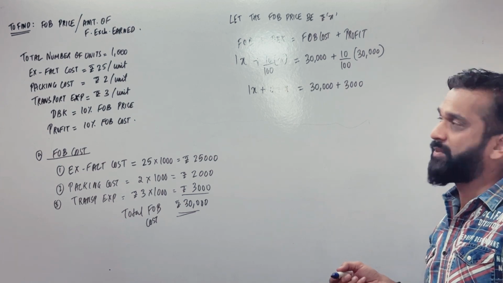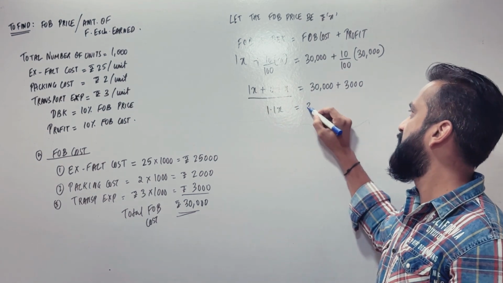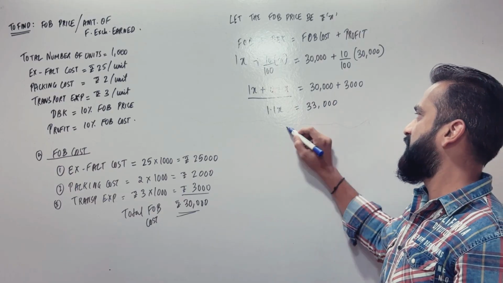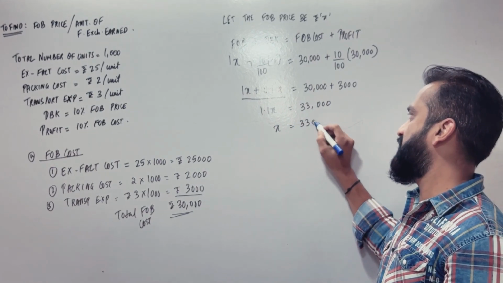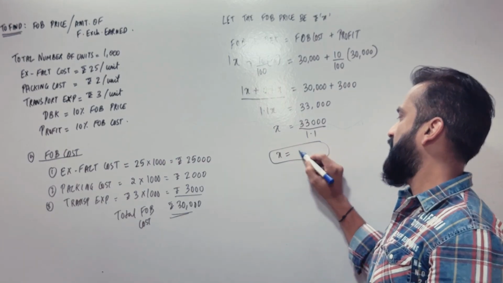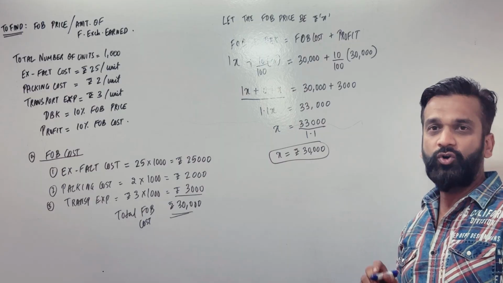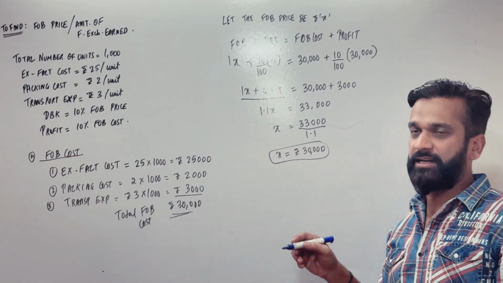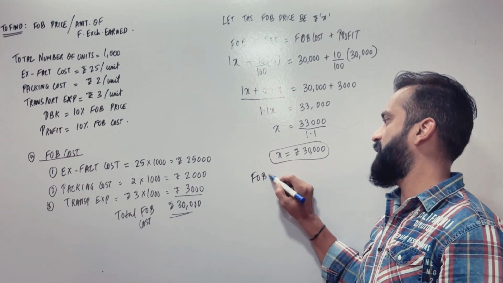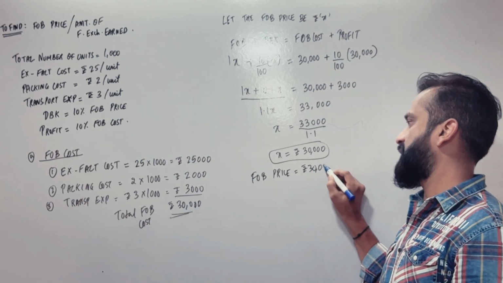Is this clear? Add 1 plus 0.1, that is 1.1x. It is 33,000. Therefore, x is equal to 33,000 divided by 1.1. On the calculator, you will get rupees 30,000. Is this clear? So my FOB price I have got as 30,000. So FOB price is equal to rupees 30,000.